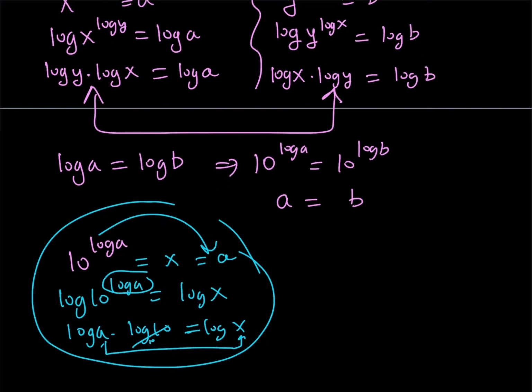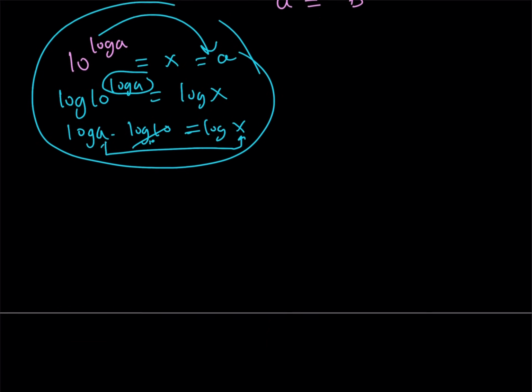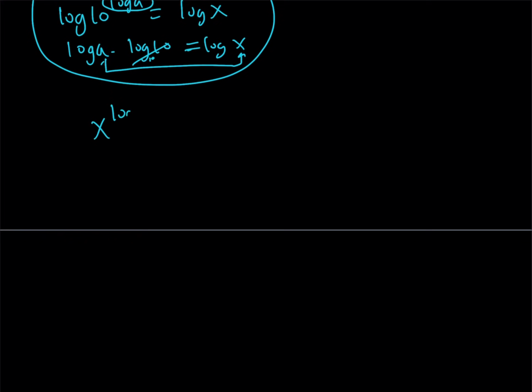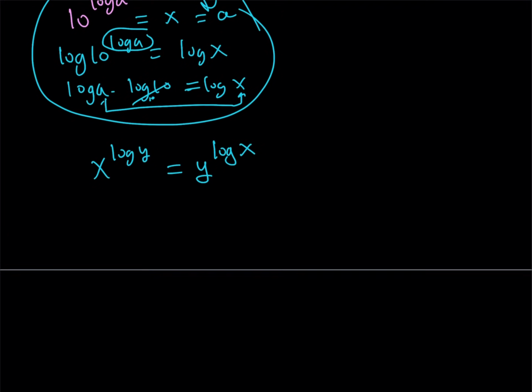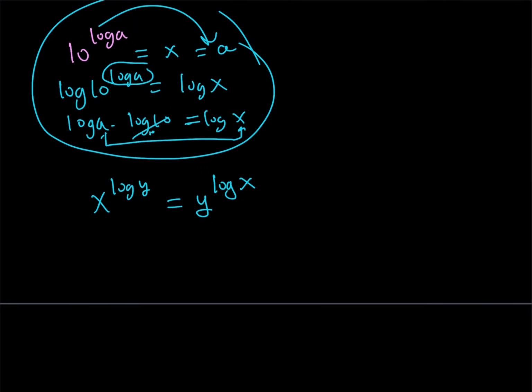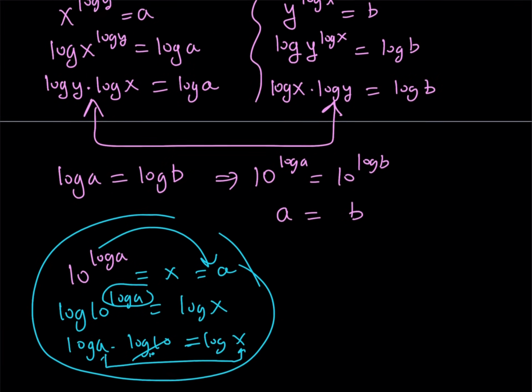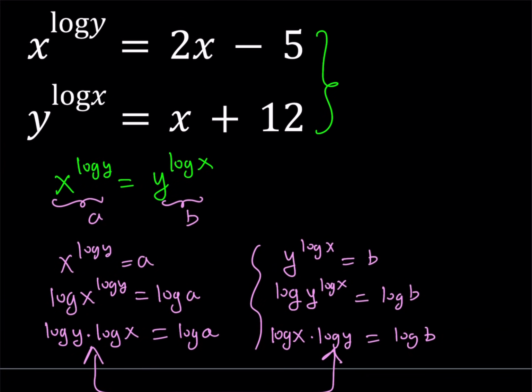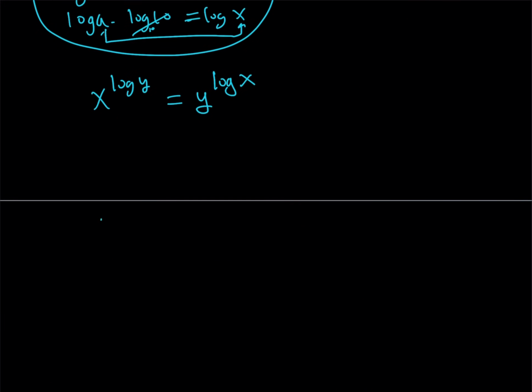Cool. Now we established that what? We established that x to the power log y is equal to y to the power log x. Something nice, because this is a really cool identity, and it's going to be super helpful, of course, solving our system. And what is our system? Well, our system is basically, we have x to the power log y is equal to 2x minus 5. Let's write it down.